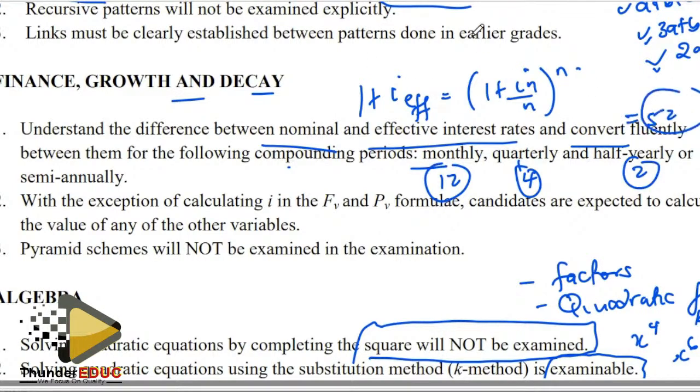52 weeks. Okay. Then with the exception of calculating i, they're not going to ask you for i under annuities. But all the other variables, the x, the n, all of them, they can be examined. Okay, so F represents the future value, and then P represents the present value. To calculate the value of any other variables, pyramid schemes, they're not going to look at them.